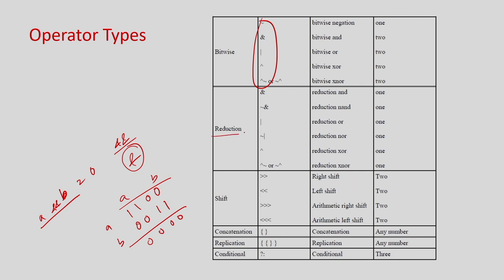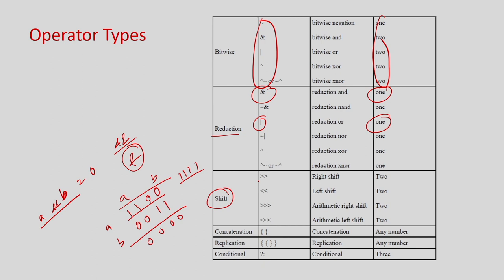Similarly, you have the reduction operators, which work on a single value, right? This is on one input. If it is reduction AND of A, it will AND this bit, this bit, this bit and this bit, and it will return 1 only if all of them are 1, right? And for reduction OR, it will return 1 if one of the bits is 1, right? This is for the bits of a single variable, whereas for the bitwise operators you have two operands.